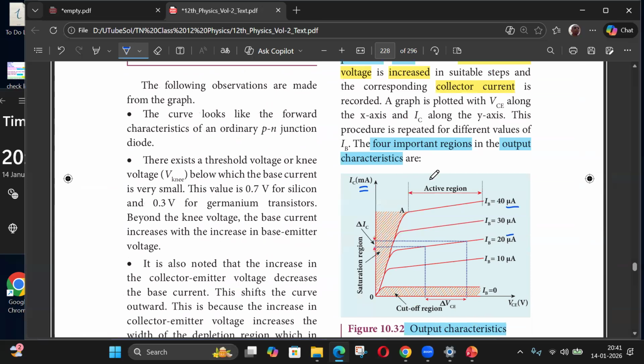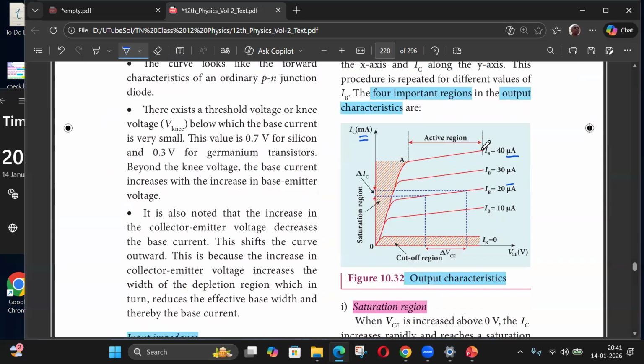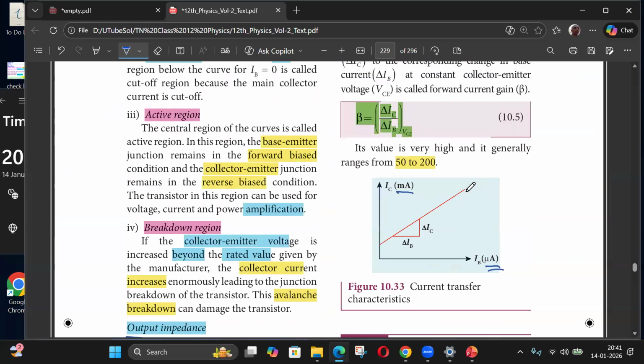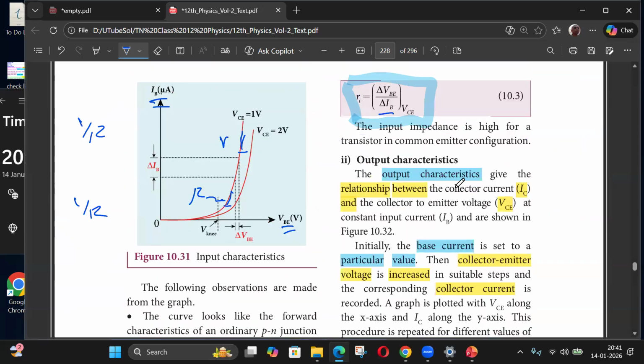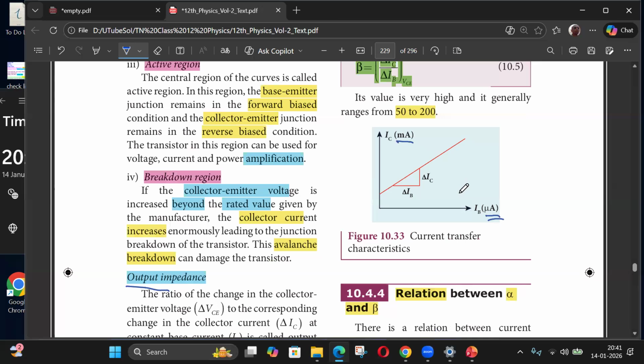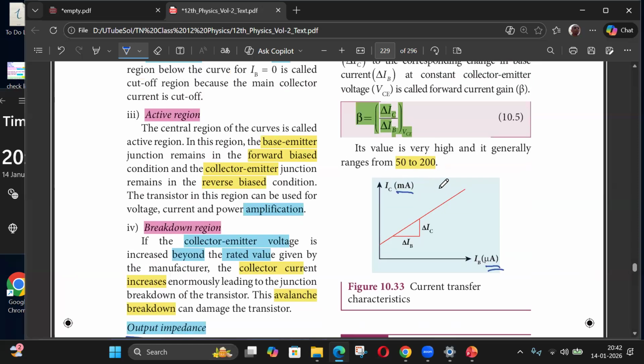So this curve you have to remember. This is the third quadrant of the first VI crossover diagram. This is the first quadrant of that plot, the input impedance. And this is the new one, just studying this for transistor, not for diode. Output current by input current will be a straight line.